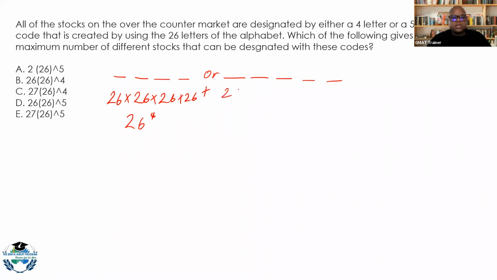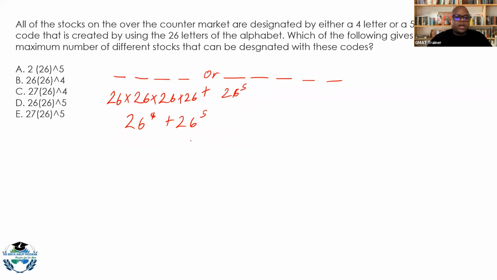And since here we have 26 five times, because there is no restriction that a letter can't be repeated, we can repeat all of them. It's going to be 26 five times. So you're going to have 26 raised to power 4 plus 26 raised to power 5. That's what you're looking at. If you look at the answer choices, you only have them in one format and only one power form. How do you simplify these two?